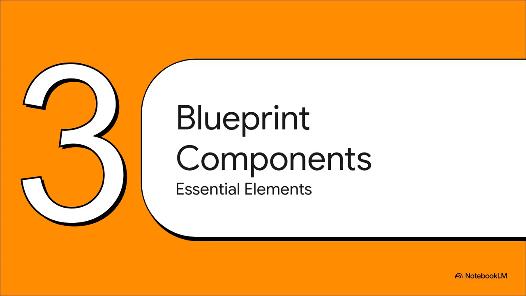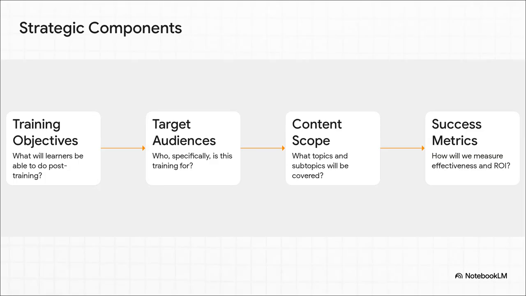Let's break it down. First, you've got to lay the foundation with the strategic components. This is the what and the why of your program. This means crystal clear training objectives. Not just what people will know, but what will they be able to do after the training. It defines exactly who your target audiences are, the specific topics you'll cover, and this is a big one, your success metrics. How are you going to prove that this thing actually worked?